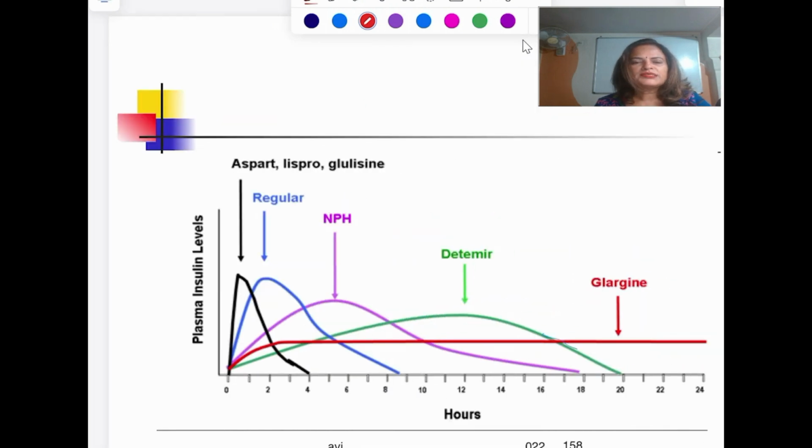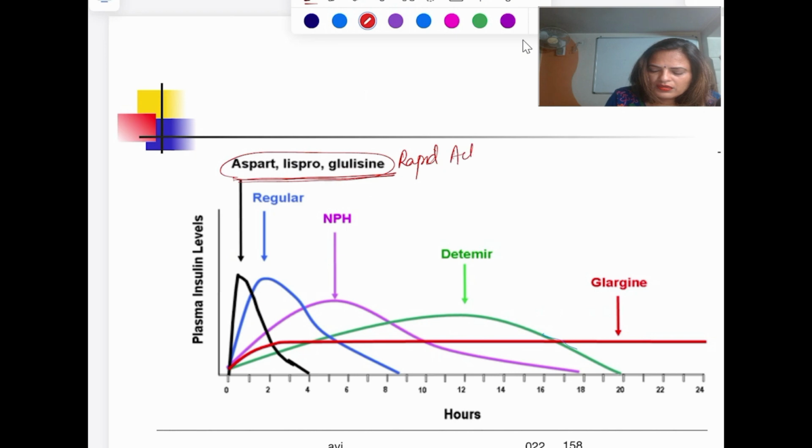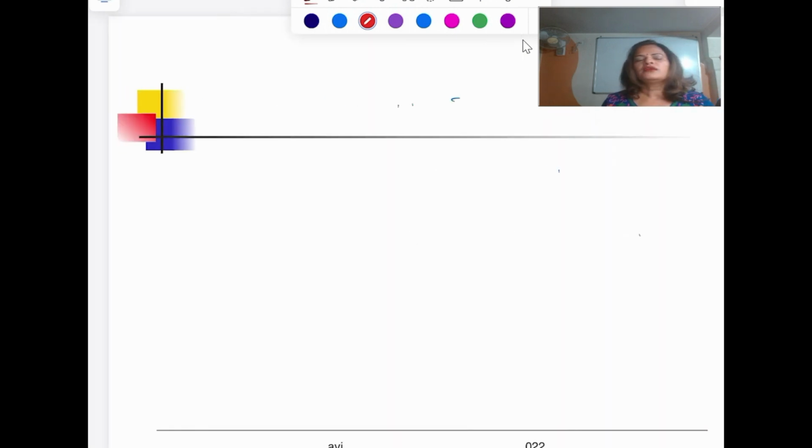Okay. Now you can see in this figure the different human insulin analogs. All these are the rapid acting insulin. So before that, now if I want to classify, how can we classify? Classification of the insulin is a very important question. Classify the various preparations of insulin, or write the various preparations of the insulin. So how are you going to classify it?